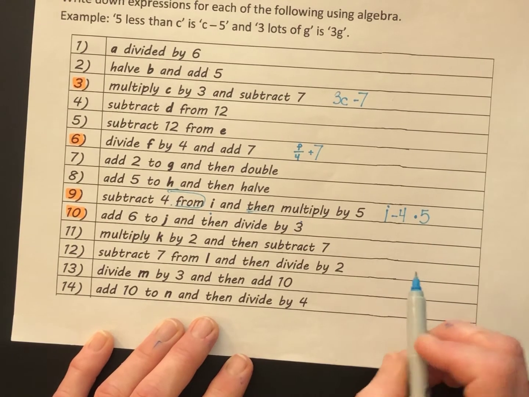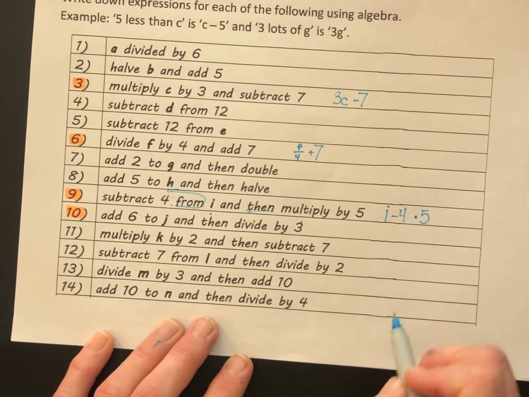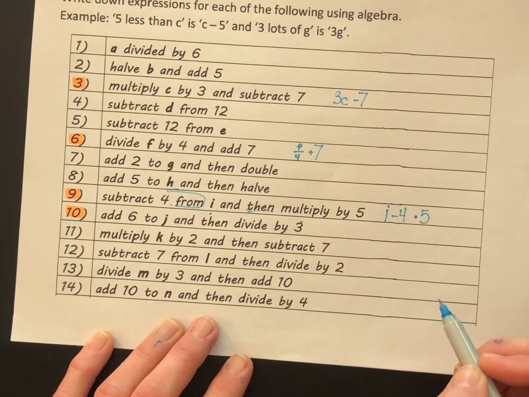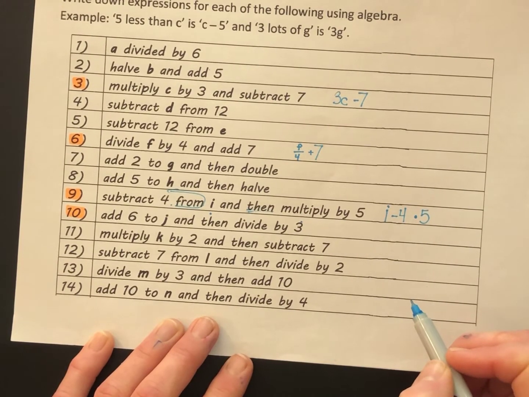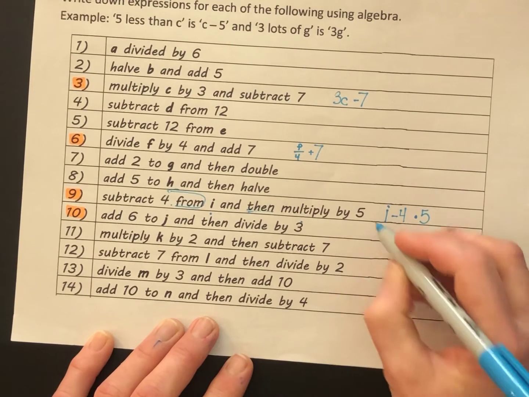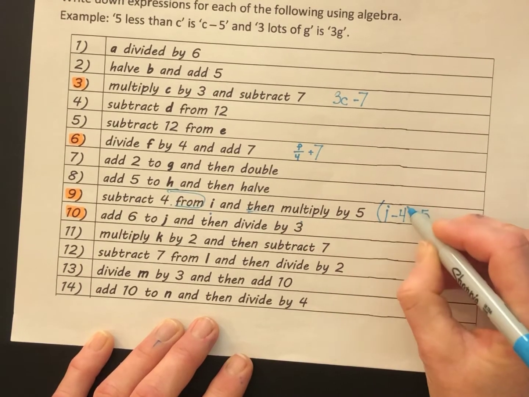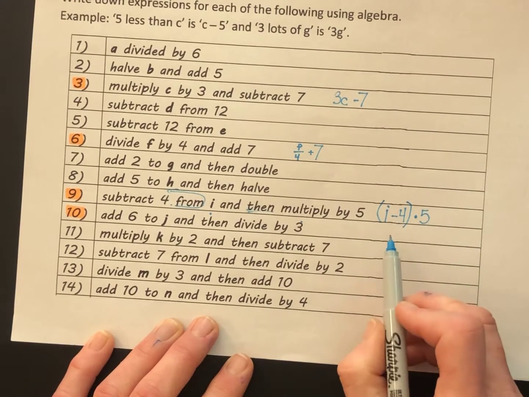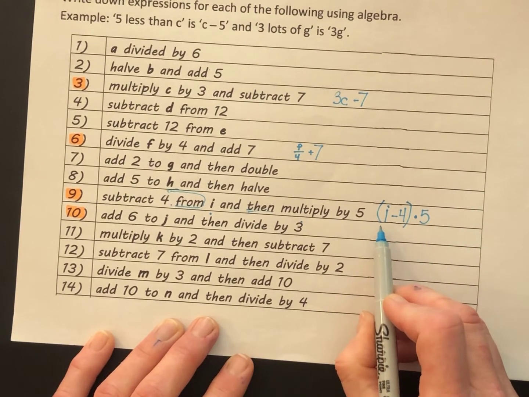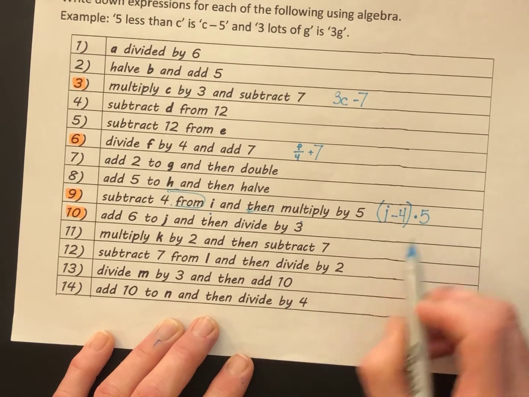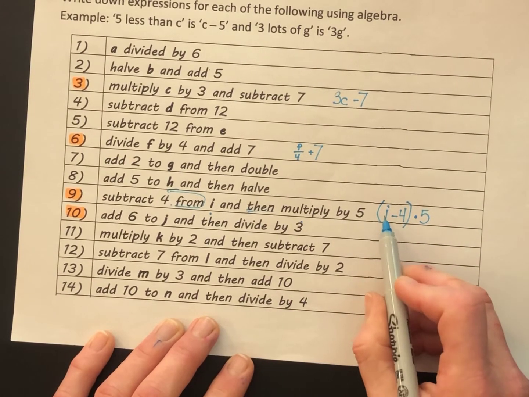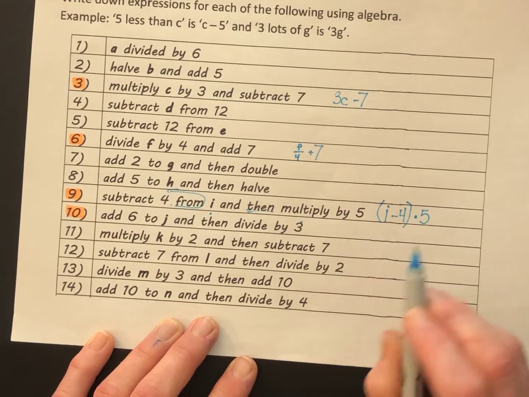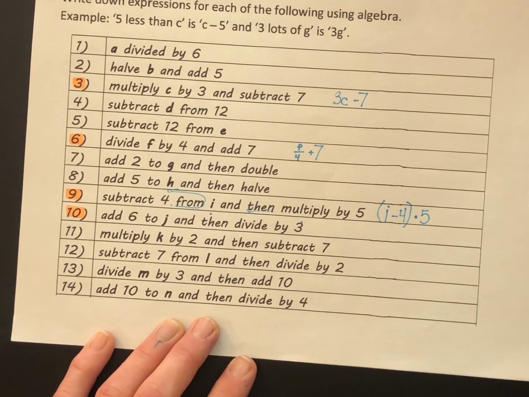So think of order of operations. What comes before multiplication? Exponents, but that doesn't help. Parentheses. If this is in parentheses, then we have to do it first. So subtract 4 from I and then multiply by 5. So if this were a 10, we would do 10 minus 4 first and then we would multiply by 5.